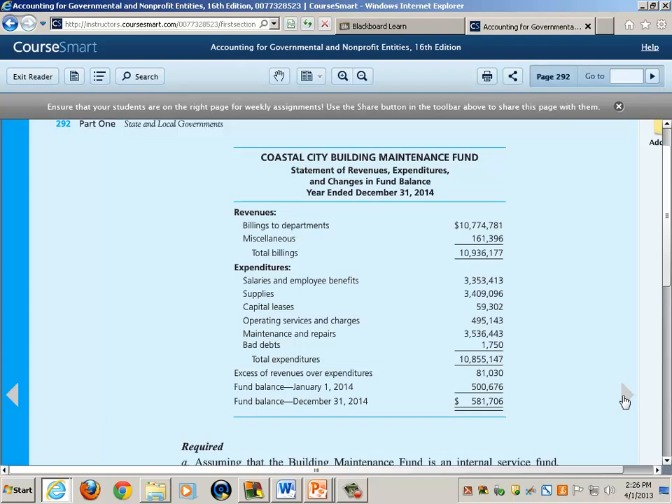And look at the word capital leases. Well, you should capitalize capital leases, you know. They don't show up here as an expense, right? So those are some of the things, and again, fund balance should be net position. So that's kind of the answer to question A.